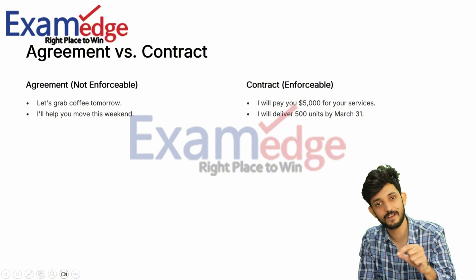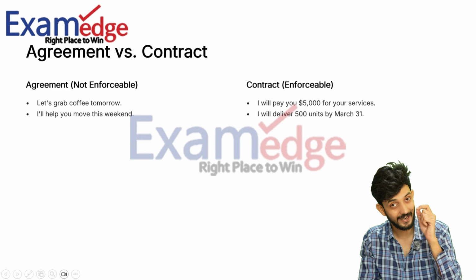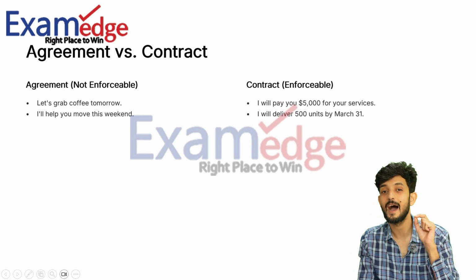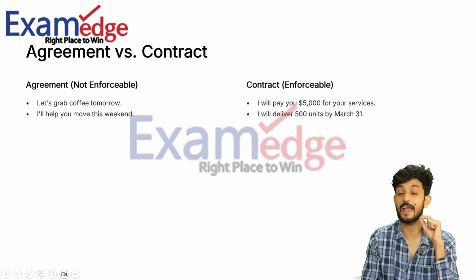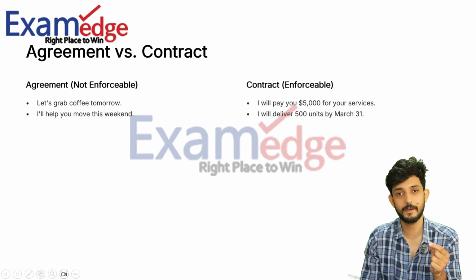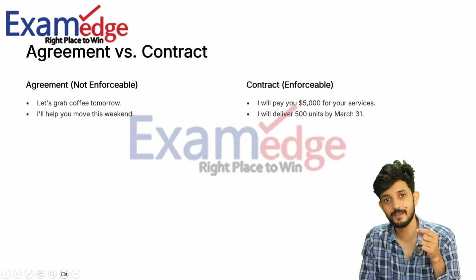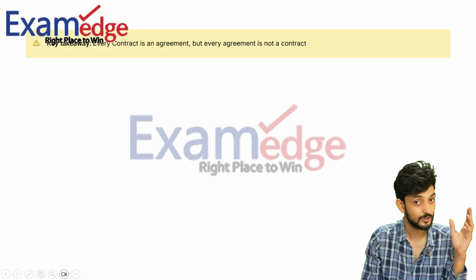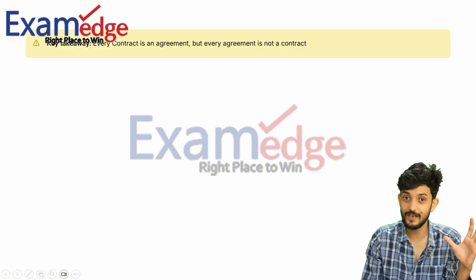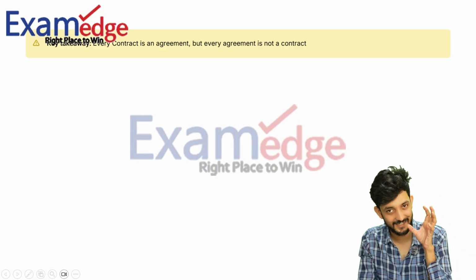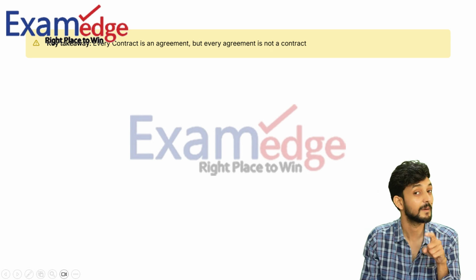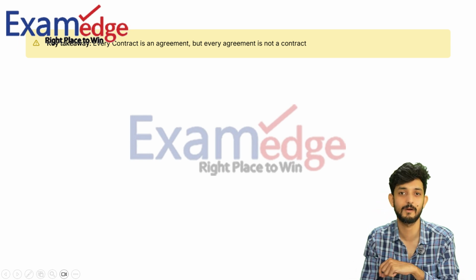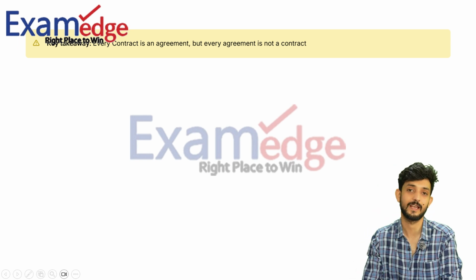And therein lies the difference between agreement and a contract. A contract is always enforceable by law. Enforceable by law as in that the court can enforce that particular agreement onto the parties, make them perform if one of them refuses to perform it. So in that essence, every contract is an agreement because it is the starting point of a contract. But every agreement does not become a contract because for an agreement to become a contract, it has to be enforceable by law.